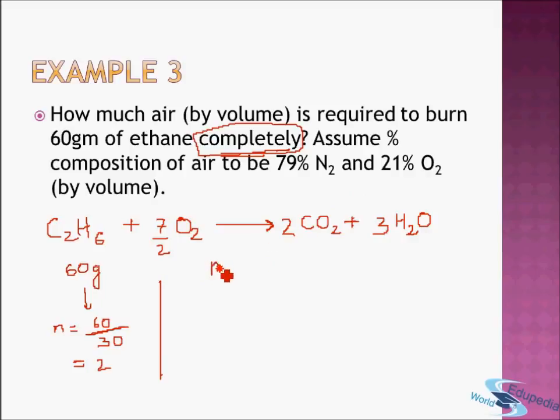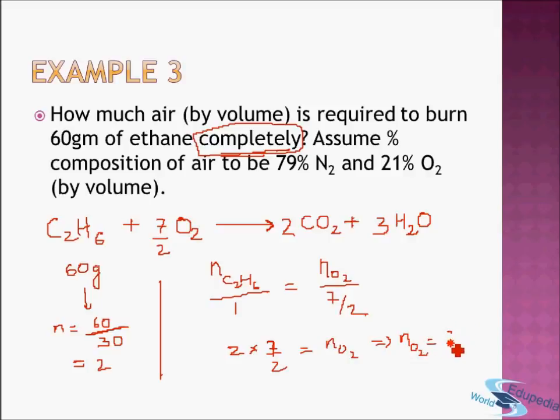Let's say moles is n. n of C2H6 divided by the stoichiometric coefficient of ethane, which is 1, is equal to moles of oxygen, nO2, divided by the stoichiometric coefficient of oxygen, 7 by 2. Moles of ethane is 2, so 2 multiplied by 7 by 2 is equal to moles of oxygen. So moles of oxygen used is 2 multiplied by 7 by 2, that is 7 moles. 7 moles of oxygen is required.